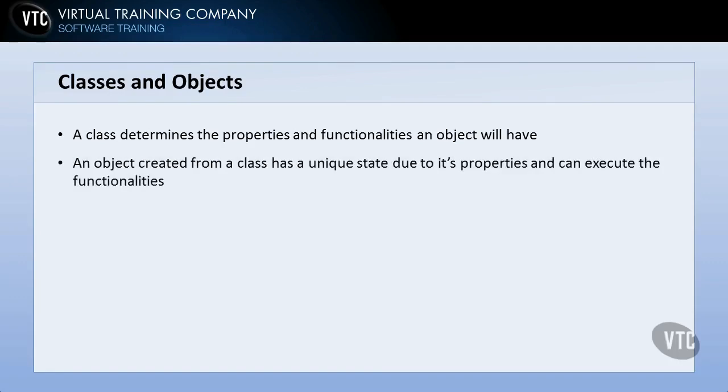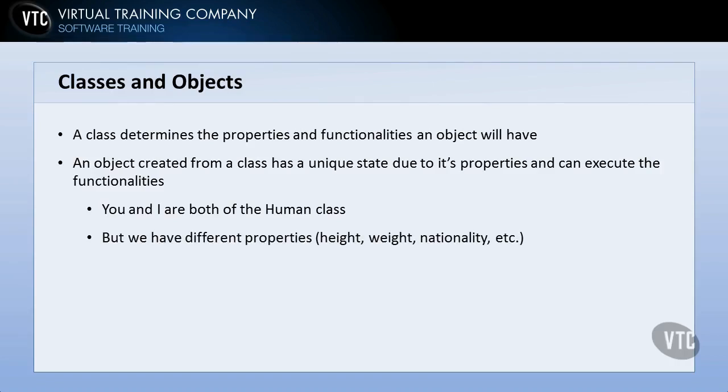Now, a class determines the properties and the functionalities or the methods an object will have, and an object created from a class has a unique state due to the properties that it contains and the various functionalities it can execute. Keep in mind, you and I are both part of a class. We're both part of what could be called the human class. Now, even though we're both humans, we have different properties or different states. We probably have different heights, different weights. We may have different nationalities, may have different hair color, eye color, all those sorts of things. But while we're all part of the human class, and wouldn't it be a better world if we all really believed that, we all have different properties that makes us unique out there in the class.